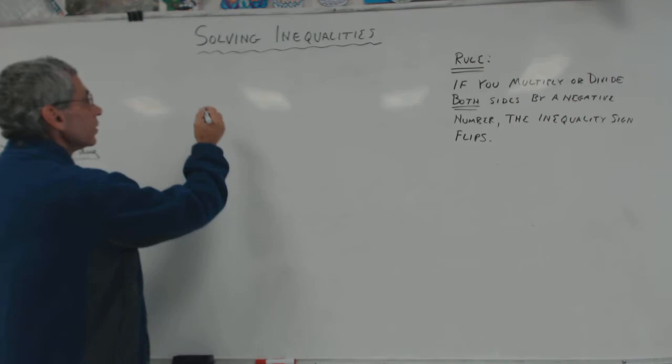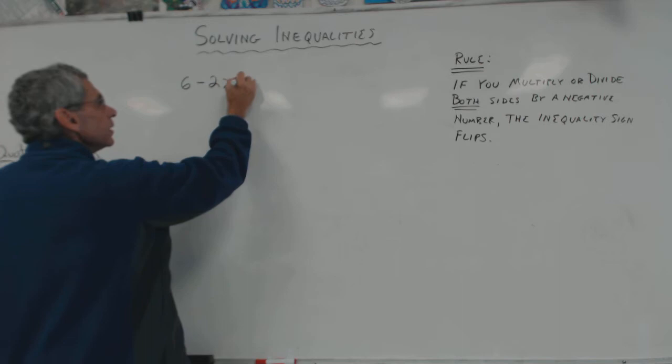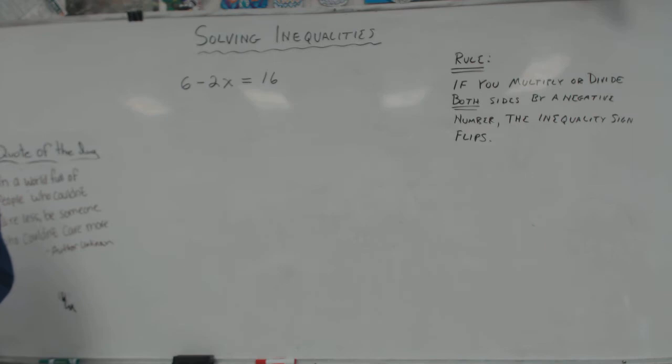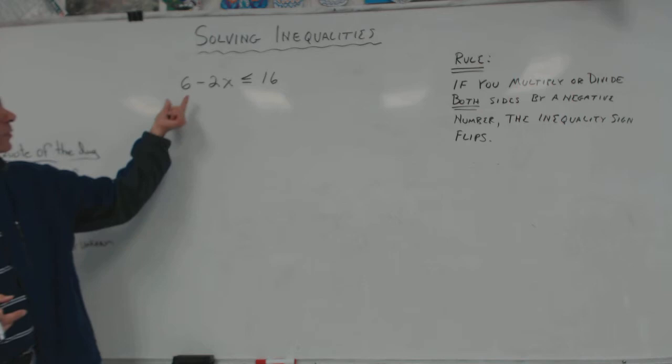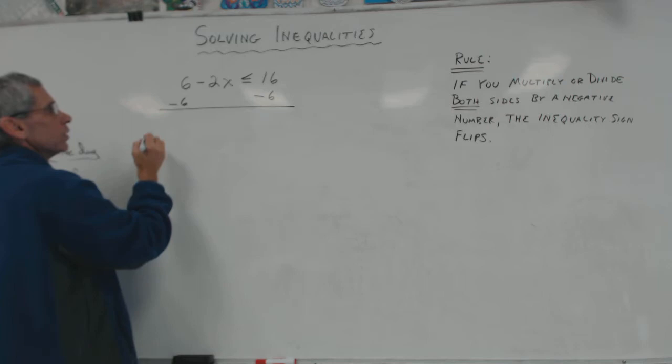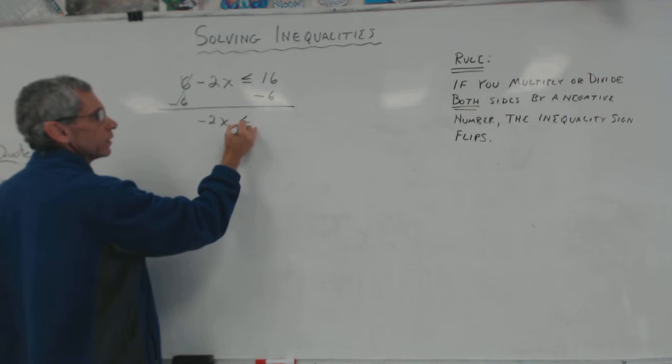So let's try one. Let's say I had 6 minus 2x is less than or equal to 16. Write that down. What do I do first? You subtract 6. I want the x's all by themselves, so the 6 is in the way, so I would subtract my 6. So these cross out, and I have negative 2x is less than or equal to 10. Now what would I do?